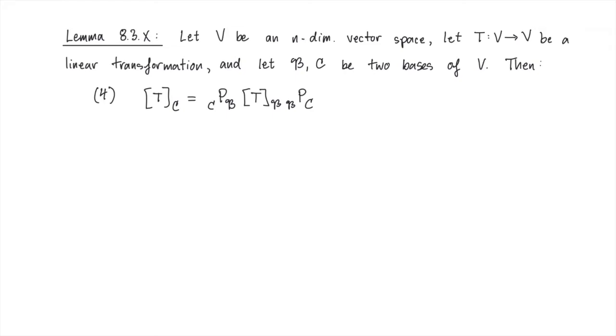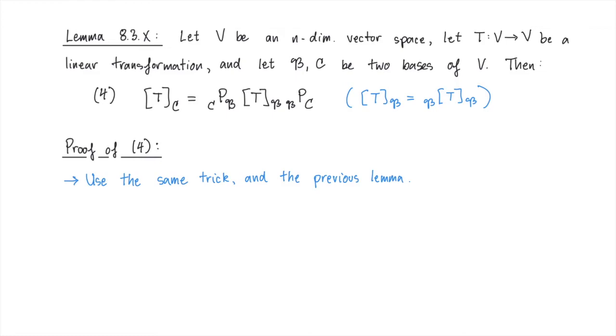Okay, now let's apply part 1 to give a proof of part 4. In part 4, we're asked to show that the matrix for T with respect to C is equal to the change of basis matrix from B to C times the matrix of T with respect to B times the change of basis matrix from C to B. Again, remember that when T is a linear operator, we don't write both subscripts. If you're following along, pause the video and see if you can prove this for yourself.